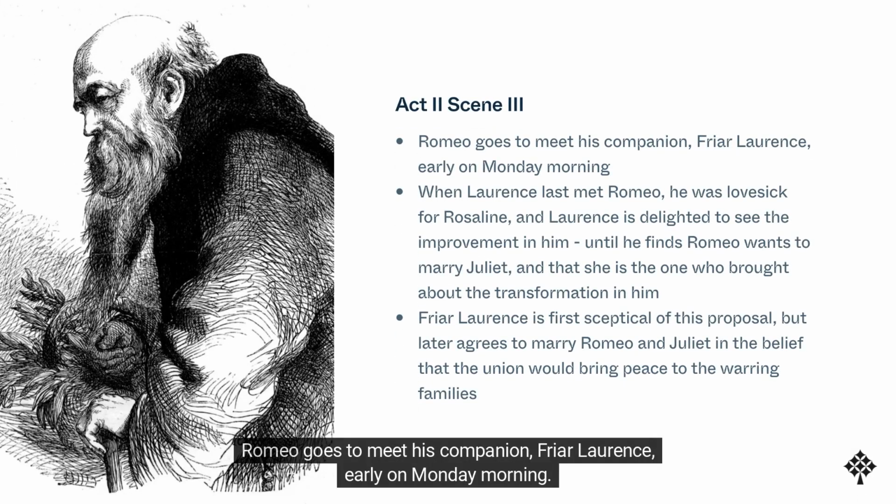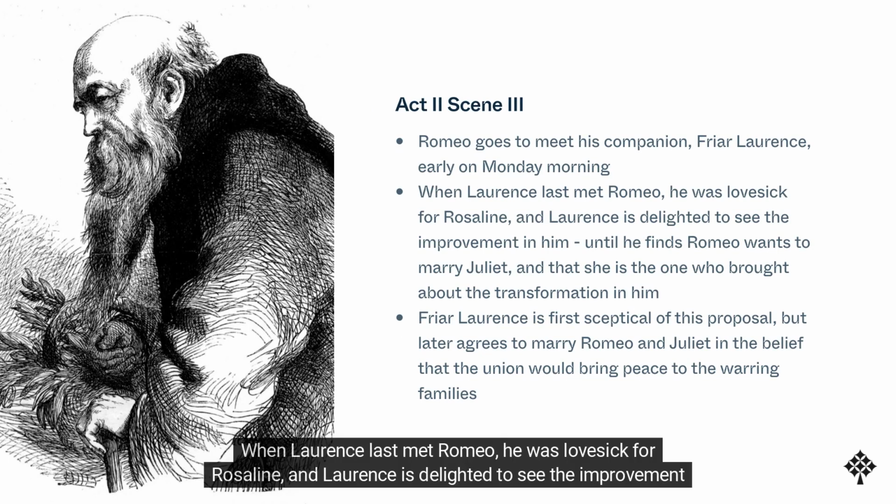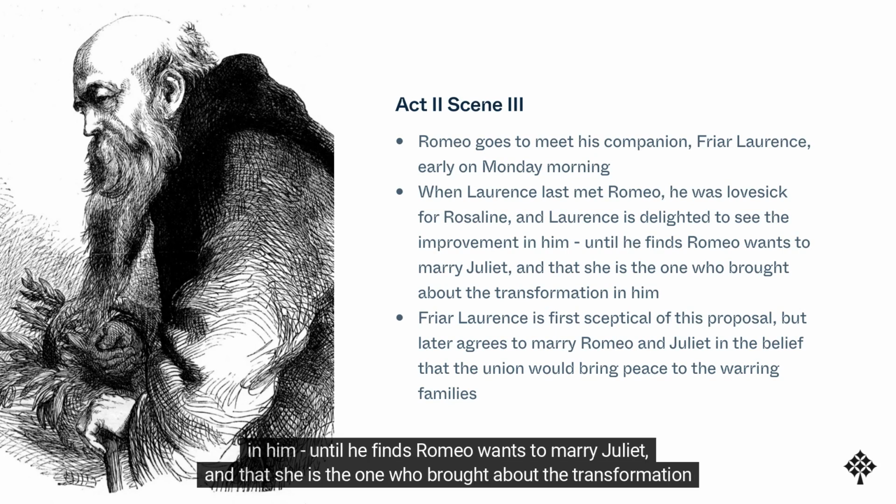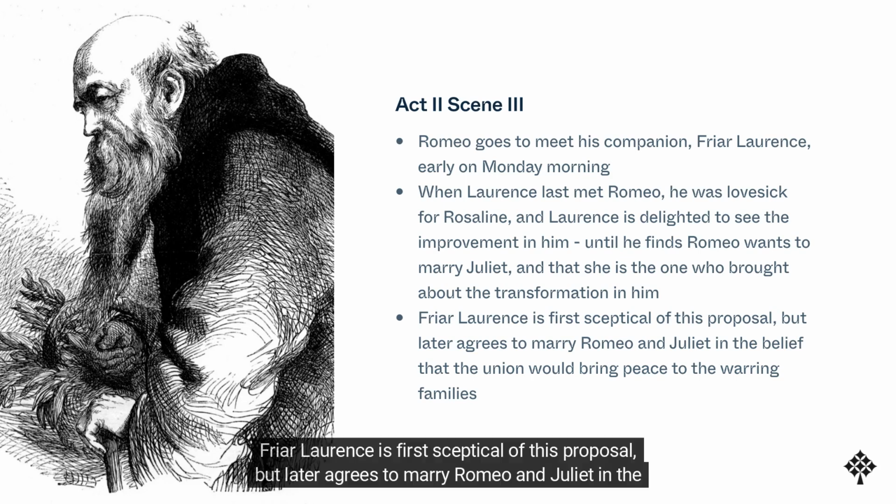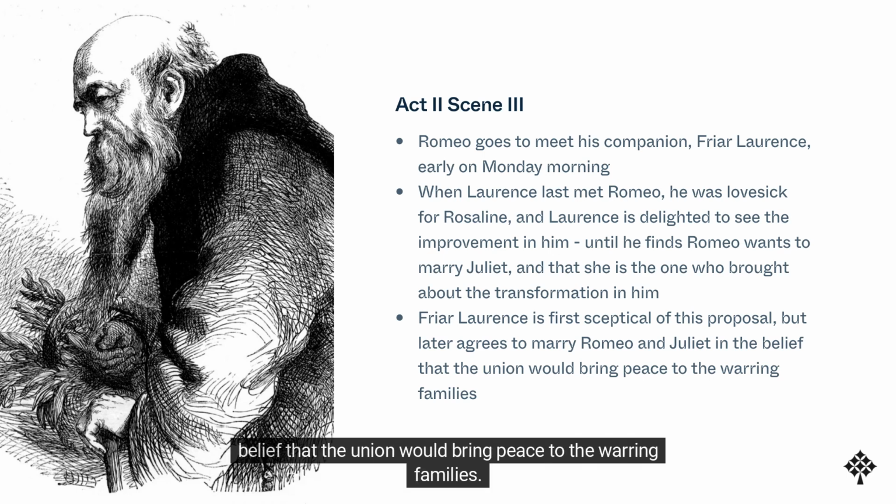Romeo goes to meet his companion, Friar Lawrence, early on Monday morning. When Lawrence last met Romeo, he was lovesick for Rosalind, and Lawrence is delighted to see the improvement in him until he finds Romeo wants to marry Juliet, and that she is the one who brought about the transformation in him. Friar Lawrence is first skeptical of this proposal, but later agrees to marry Romeo and Juliet in the belief that the union would bring peace to the warring families.